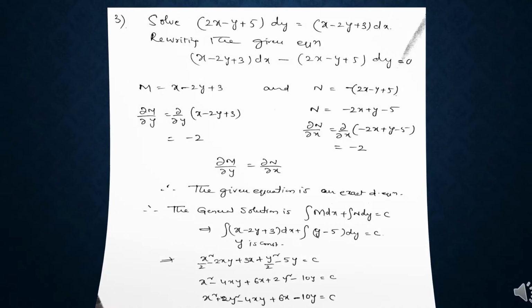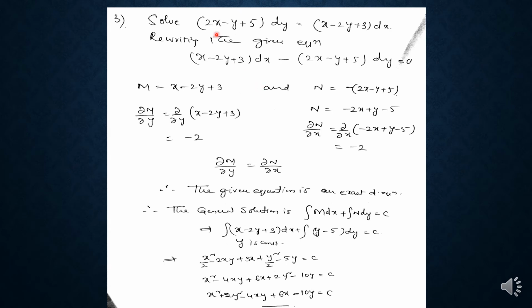Coming to the next problem. Solve (2x minus y plus 5) dy is equal to (x minus 2y plus 3) dx. So here, is it possible to separate the variables? No, we can't separate the variables because the x and y terms and constants appear together. So we cannot separate the variables here.